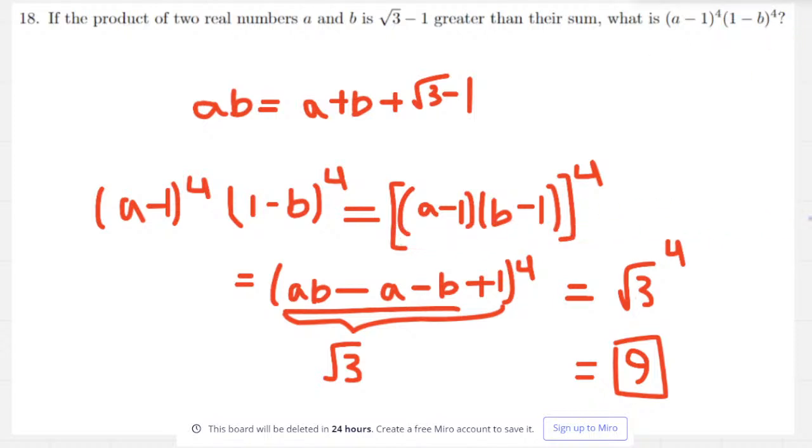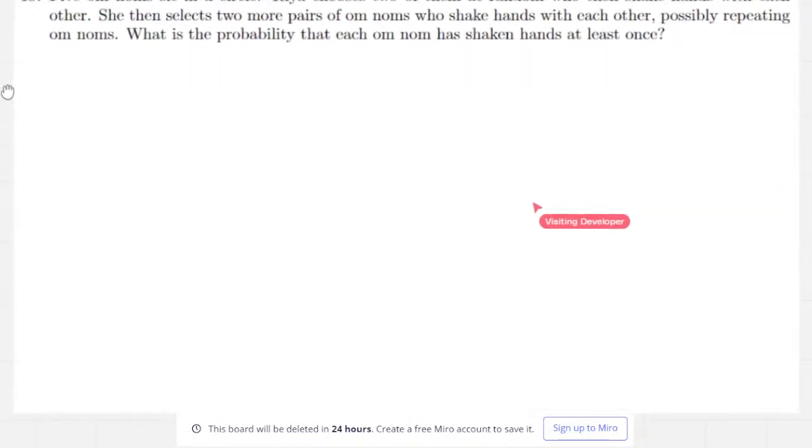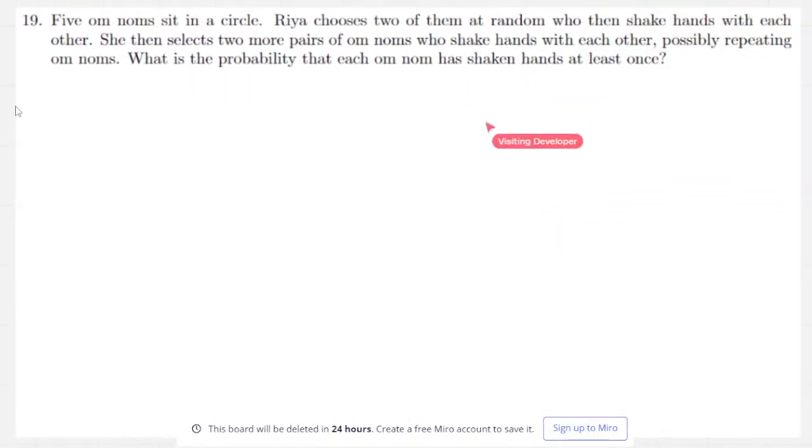Okay. Now we can go to number 19. We have 5 omnoms that sit in a circle. So let's draw our 5 omnoms. And Ria chooses 2 of them at random to shake hands with each other. Then she chooses 2 more pairs of omnoms who shake hands with each other. And we want to find the probability that each omnom has shaken hands at least once.